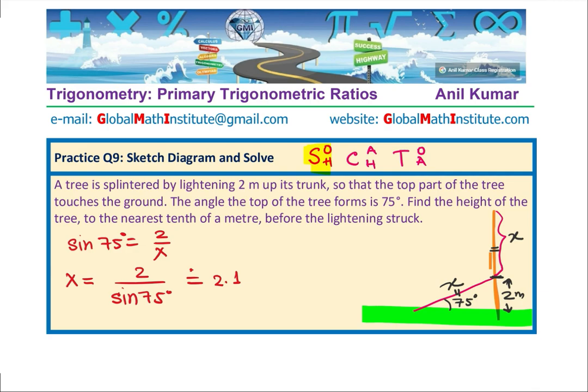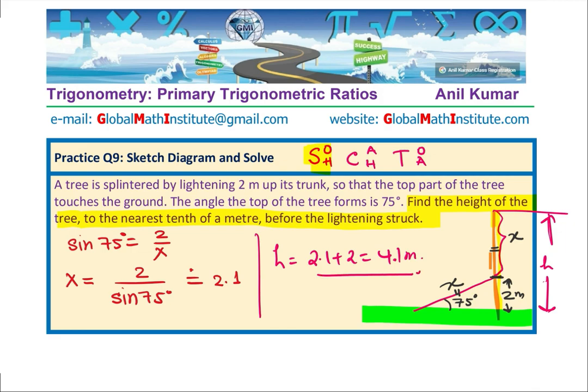So that becomes the x value, but the question here is, find the height of the tree to the nearest tenth before the lightning struck. So we have to add both, right? So height is the total height, correct? Before the lightning struck. So this height we need to figure out. So the height will be equal to 2.1 plus 2, which is 4.1 meters. Make sense? So that is how this question will be solved.